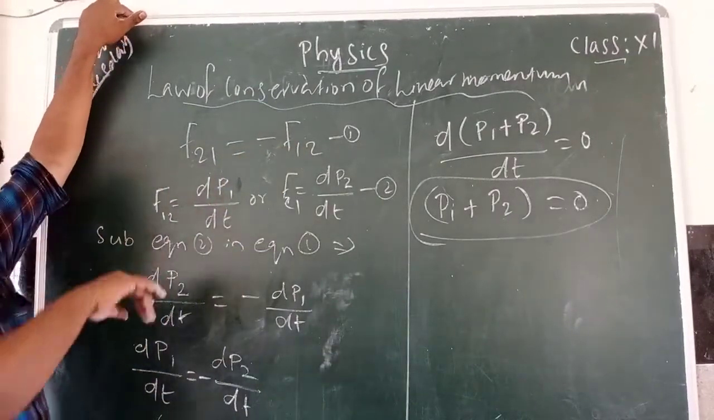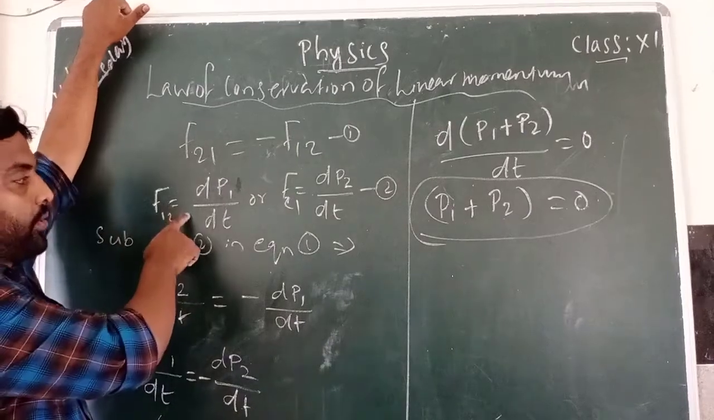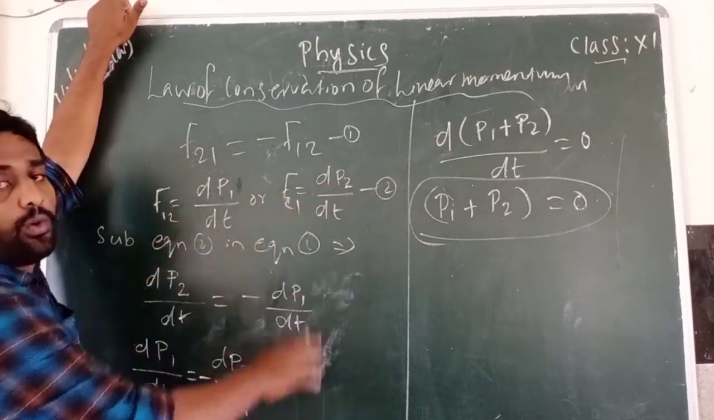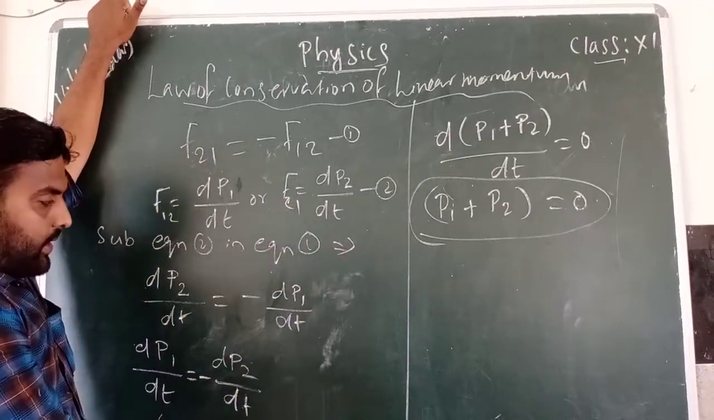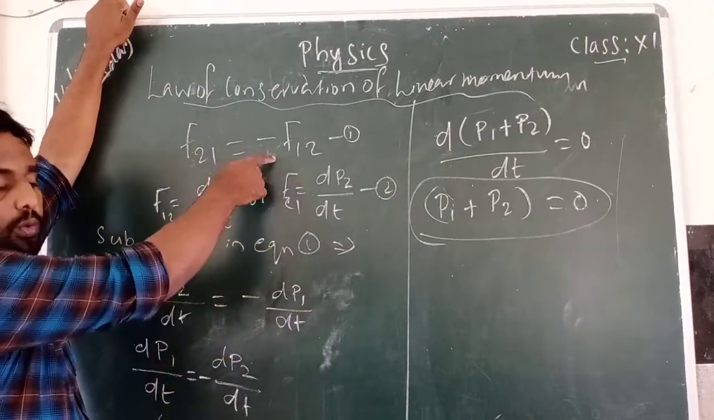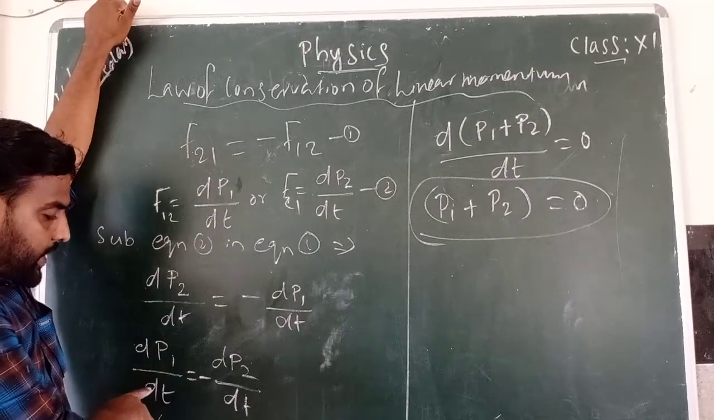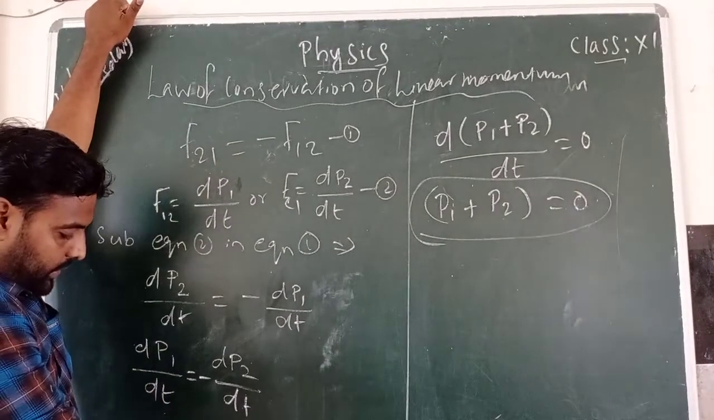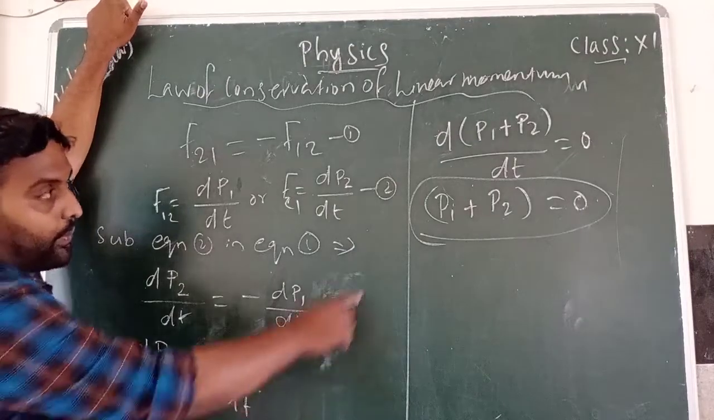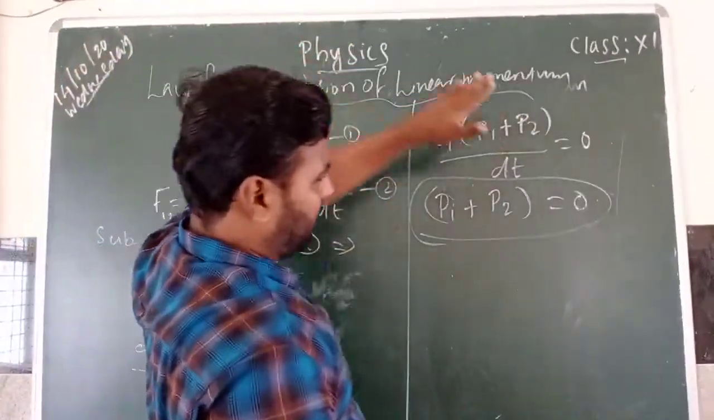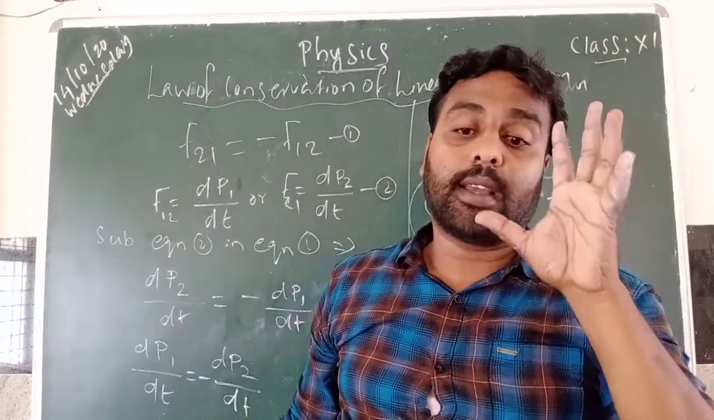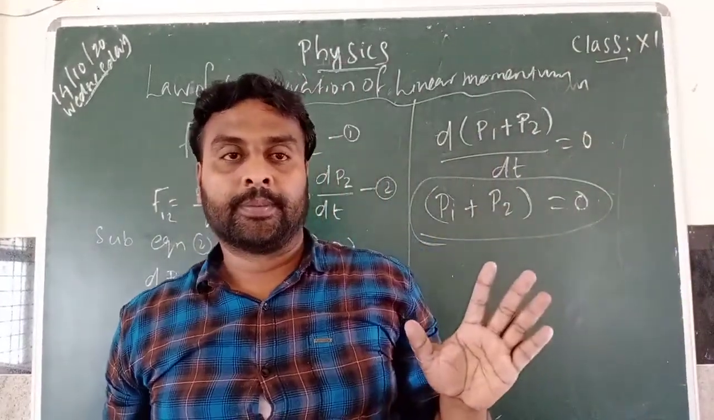So here, in terms of linear momentum, we have to write dP1 by dt. The same thing, dP2 by dt, you can write down. Then substitute these two in one. From this, d by dt you can take commonly outside. So what will we get? P1 plus P2. So P1 plus P2 is equal to 0. So it is a constant vector.